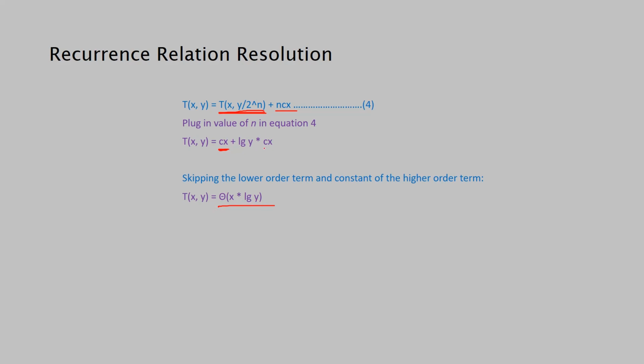We know that in theta notation we do not care about constant terms, so this becomes the theta notation for the recurrence, and we can write it further as, since we were asked to solve for t of n and n, the time complexity becomes theta of n log n.